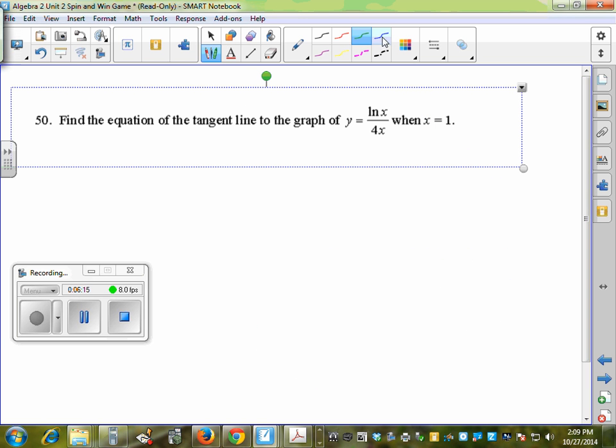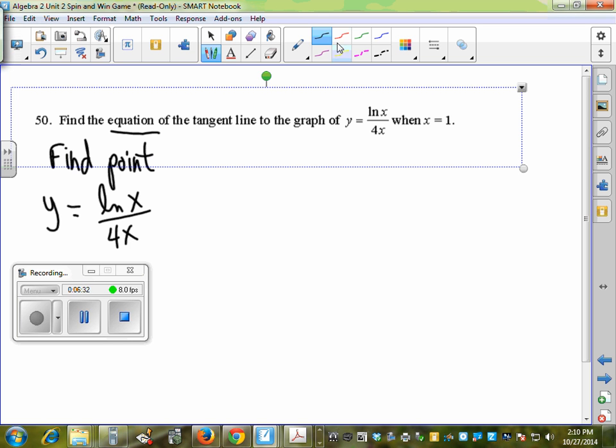Okay, last problem for tonight's homework, number 50. They want the equation of a tangent line. First of all, if they want the equation of a line, I might as well find the point of tangency first. So we know y is equal to the natural logarithm of x over 4x. When x is 1, you need to recall that natural logarithm of 1 is 0. 4 times 1 is 4. So we're talking about the point (1, 0).